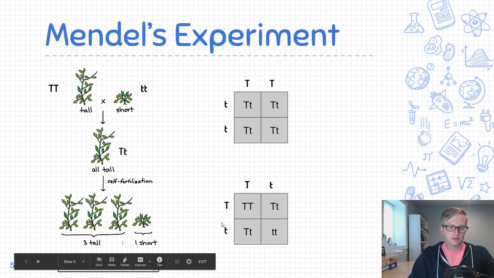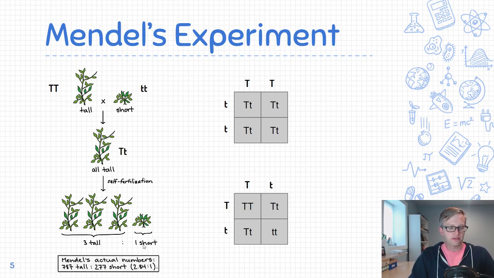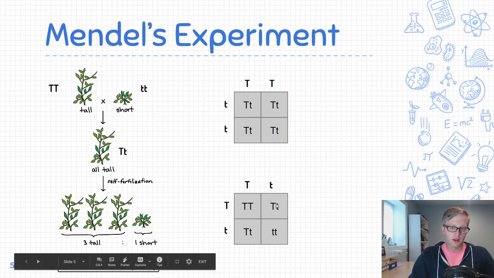And this Punnett square here shows us why we end up with 1 out of every 4 of these plants being short, because there is a 1/4 chance of that result when mixing these 2 plants together. It's a 1 in 4 chance that there'll be 2 little t's and therefore be short.